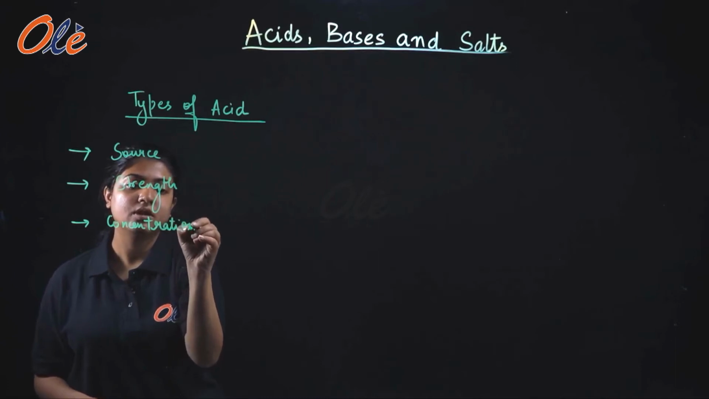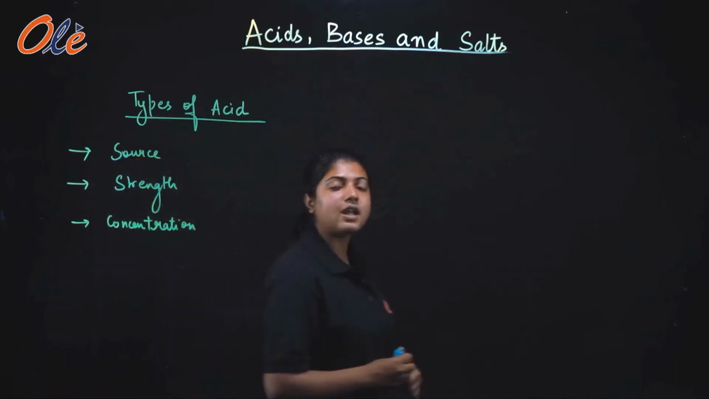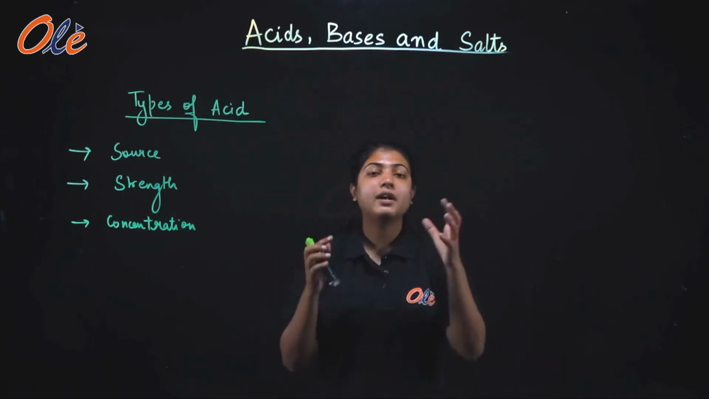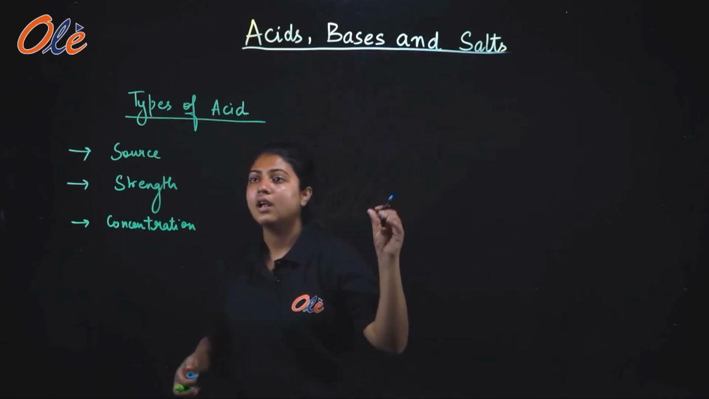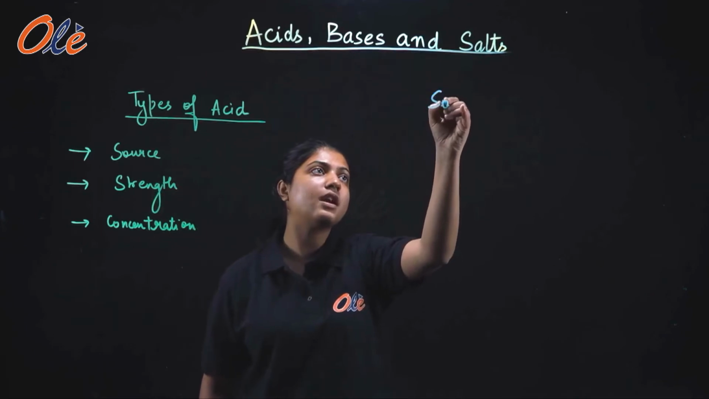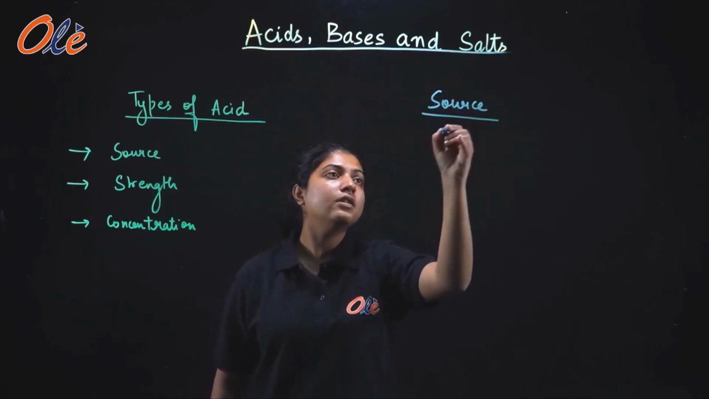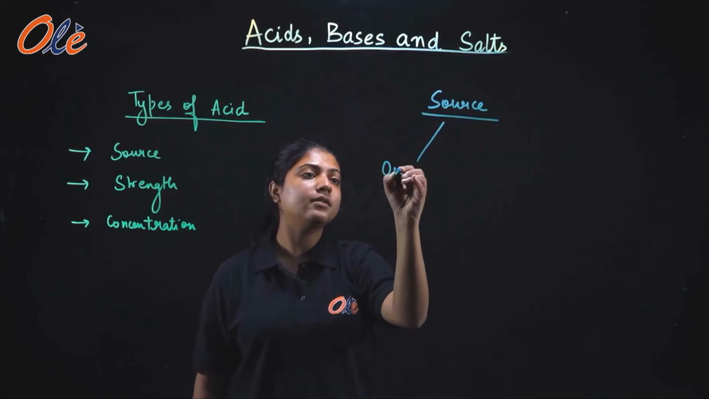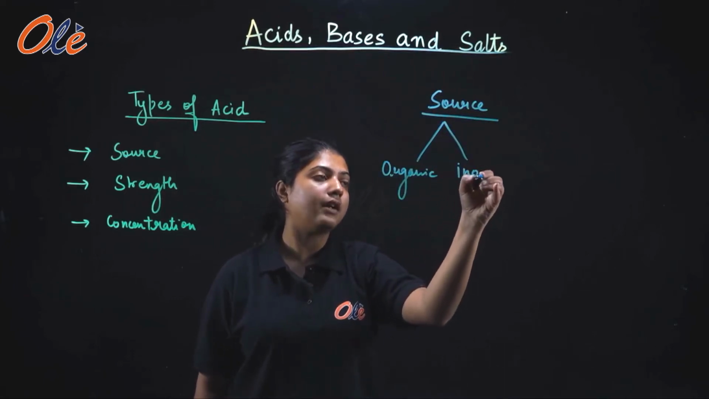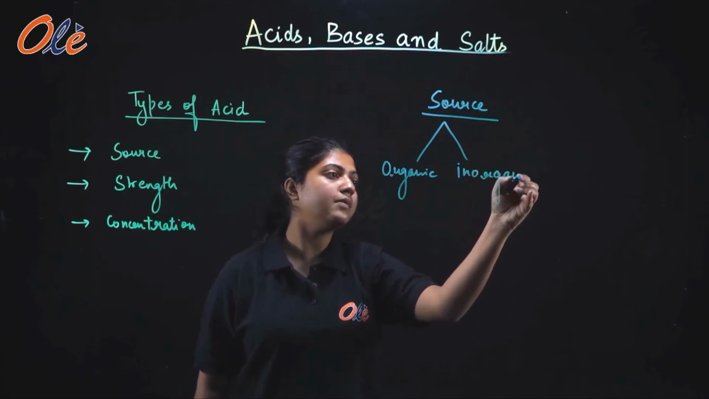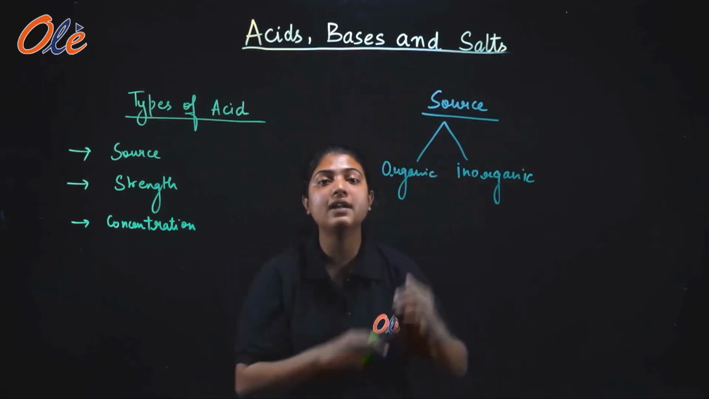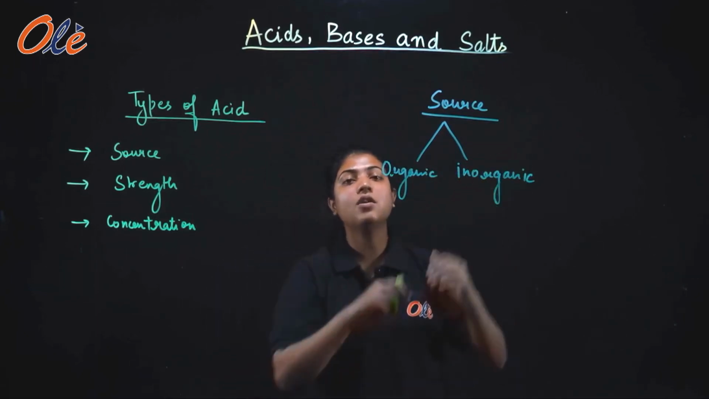So the first thing we are going to discuss is the type of acid on the basis of source. If we talk about source, acids are found in two types. On the basis of source there are 2 types of acid. The first one is organic and the second one is inorganic. So the first one is organic acid and the second one is inorganic acid.